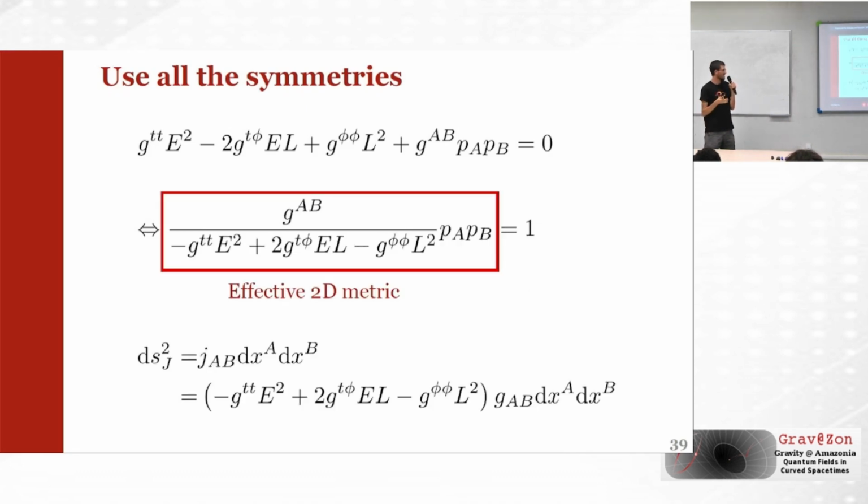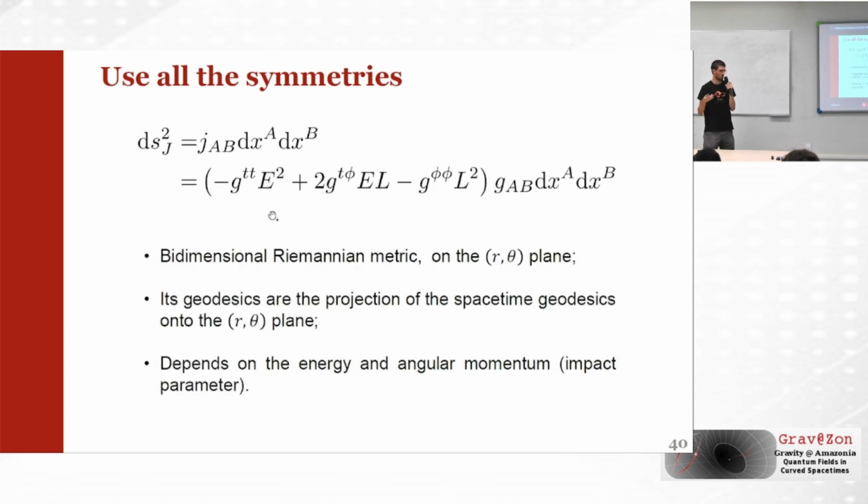I will only consider the massless limit, that's why the mass disappeared there. And now we have this effective 2D metric, which can be used to define an effective 2D line element, which is Riemannian, bidimensional, and defined on the r-theta plane of the spacetime. The geodesics of this bidimensional manifold will be the projection of the spacetime geodesics onto the r-theta plane. Now it depends on both the energy and angular momentum, but we can absorb the energy so that it will depend only on the impact parameter of the geodesics.